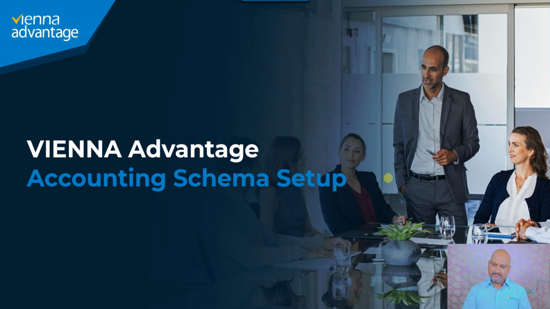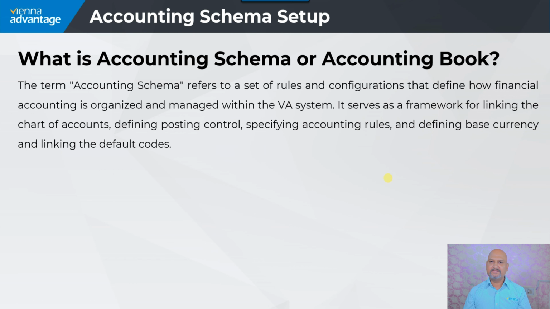So, what's basically the accounting schema? The accounting schema refers to a set of rules and configuration that define how financial accounting is organized and managed within the VA system. It serves as a framework for linking the chart of accounts, defining posting controls, specifying accounting rules, defining the base currency, and linking the default codes.